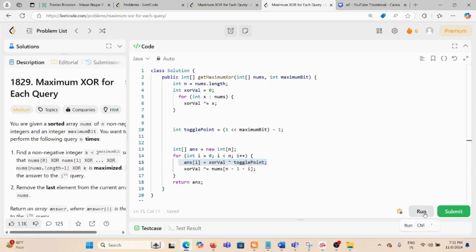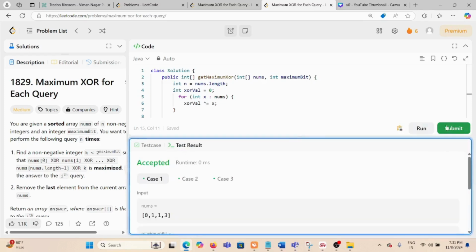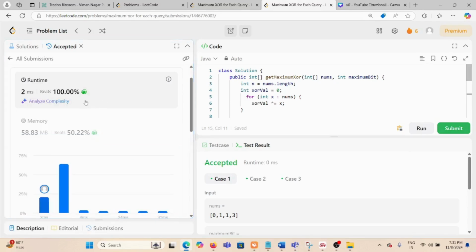So let me run this code. I'm running the code, yeah, and let me try to submit it. See here, it is 100% faster.